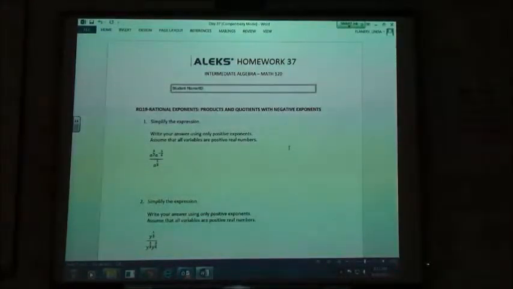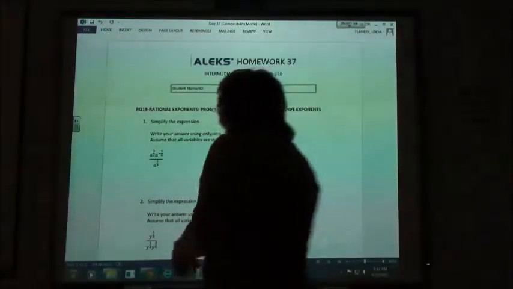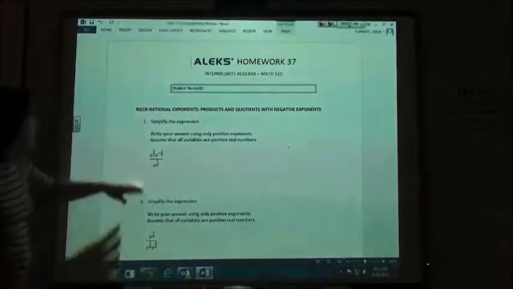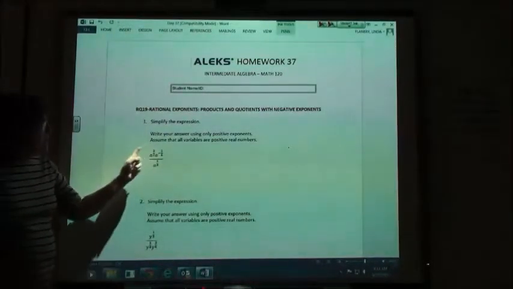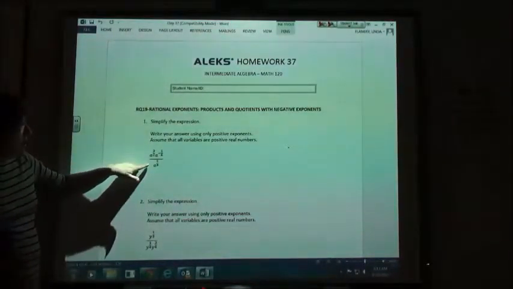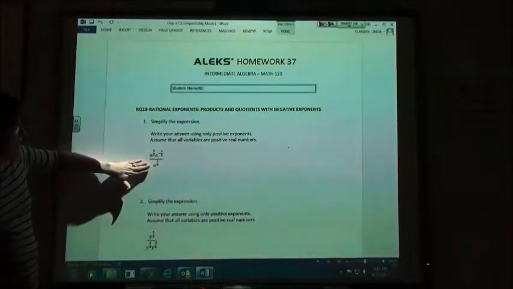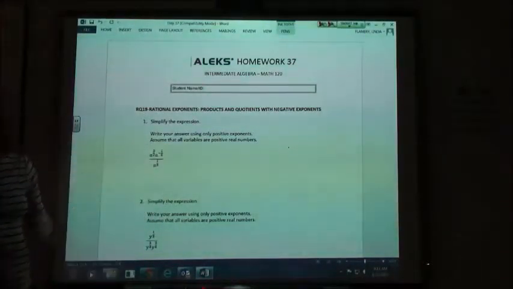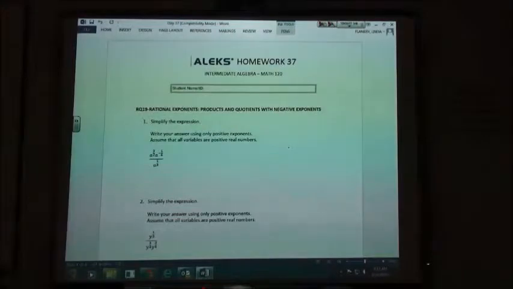All right, so homework 37, we're simplifying a rational expression. Easiest thing to do to simplify this is first of all make it all just multiplying. So anything in the denominator, we're going to move it up to the top, and when we move it up to the top, the sign is going to change. So if it's a positive, the exponent will be negative. If it was a negative, it changed to a positive.